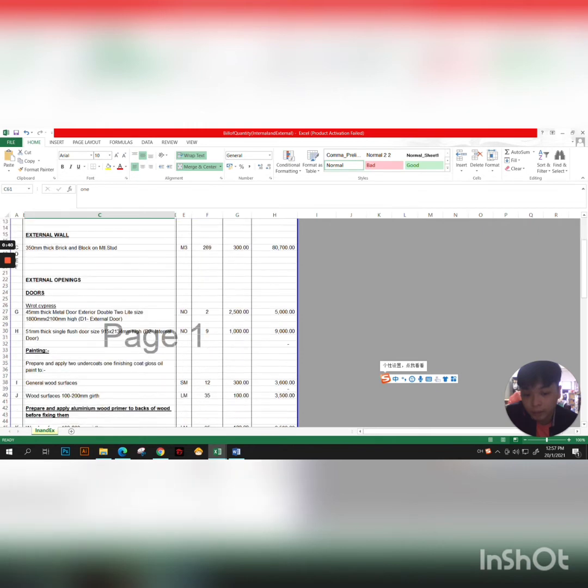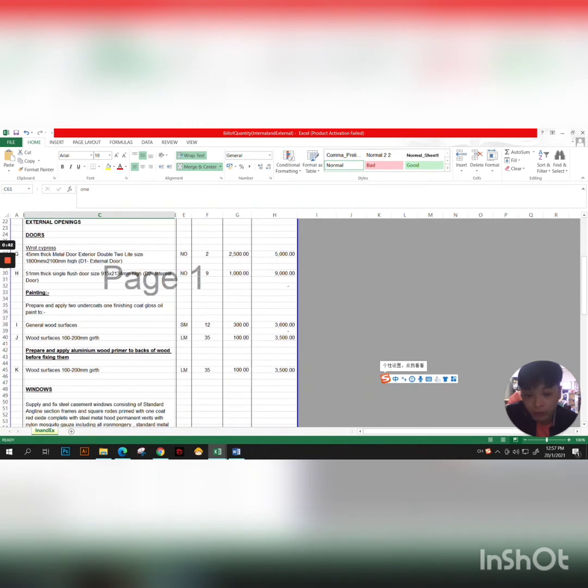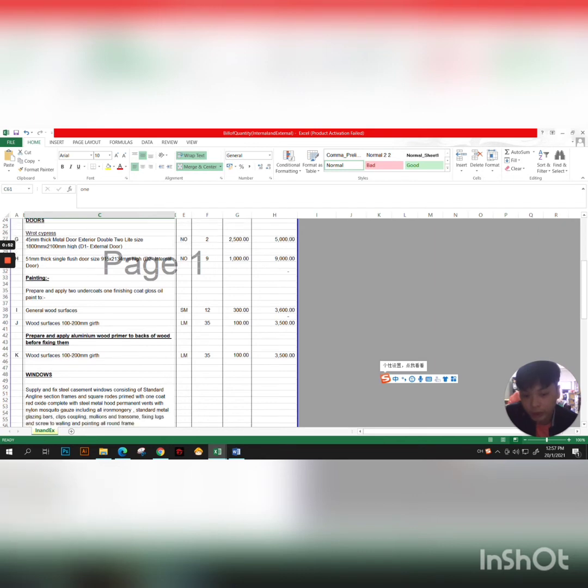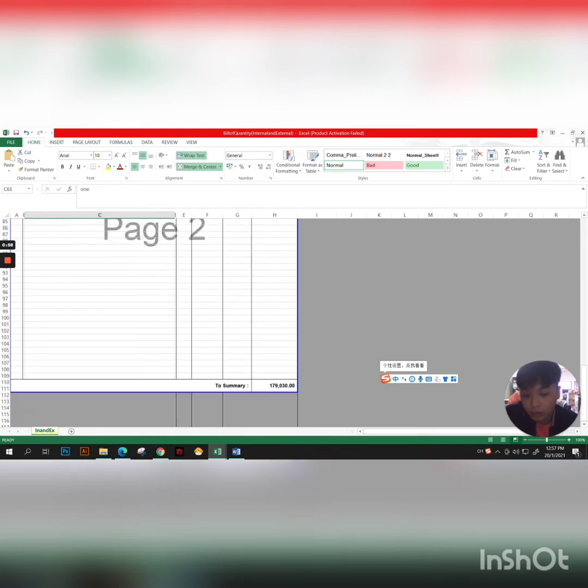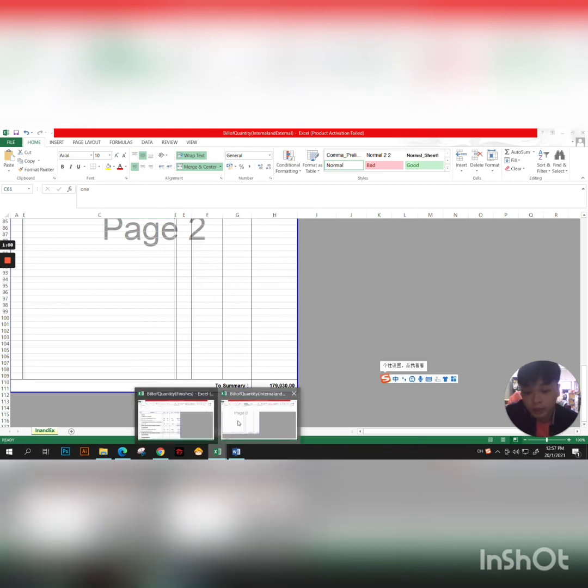80,700 ringgit. After that, for the doors, the total cost is 21,100 ringgit and for the windows, the total cost is 9,200 ringgit. For the walling and the external opening part, the total cost is 179,030 ringgit.